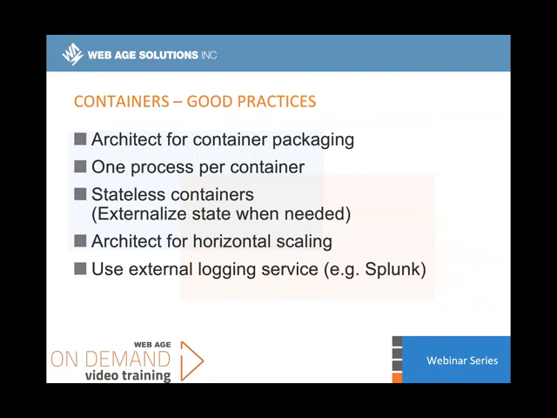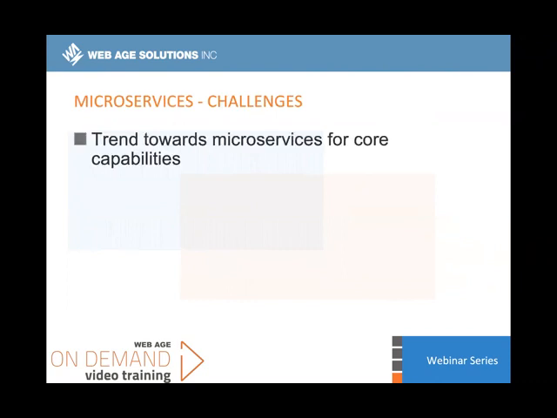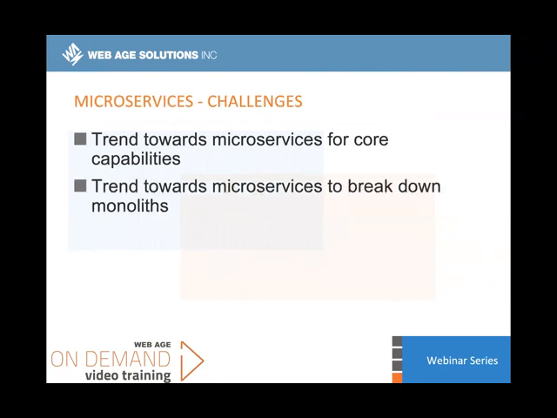The last of the interesting challenges that I want to talk about today is around microservices. And the trend is towards microservices for core capabilities, but also microservices as a mechanism for breaking down monoliths. So what we see with our clients is there's been lately a tremendous uptick in the interest in microservices. We see two primary use cases. Those who are interested in using microservices as a mechanism for breaking down a monolithic application.